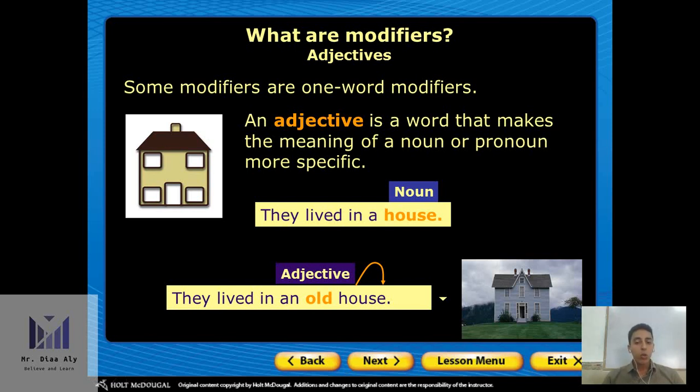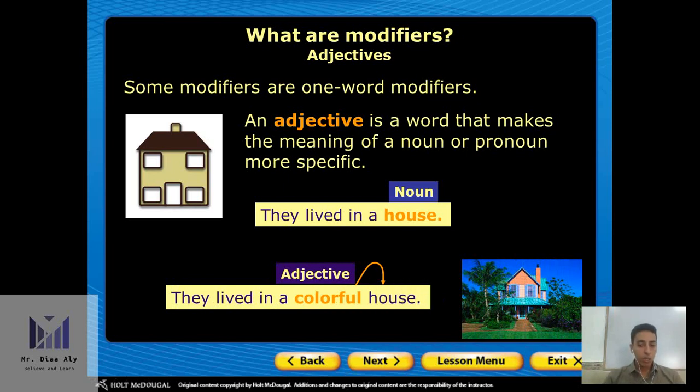And by the way, just a very quick tip. To find your adjective, use which. What does this mean? Use which and create a question from this sentence. Which house did she live in? She lived in an old house. So this means, yes, the word old is the adjective. Okay?